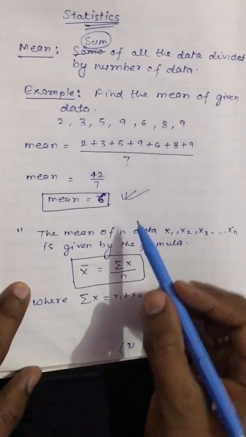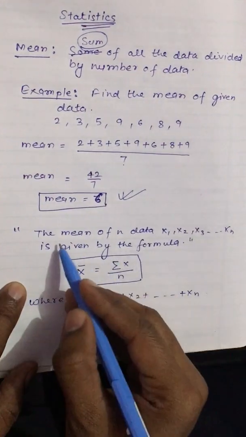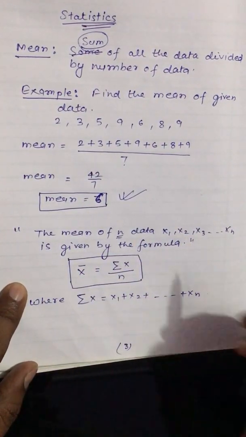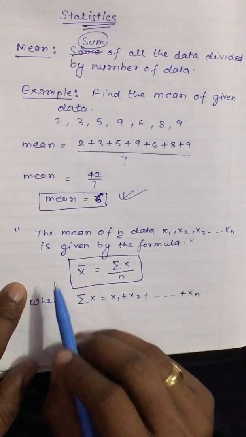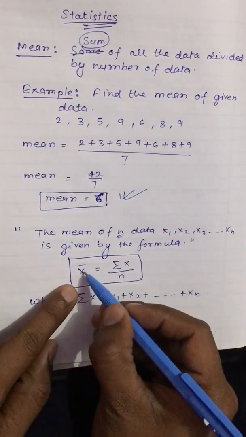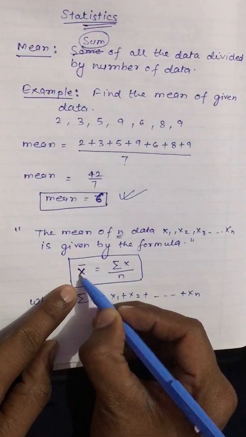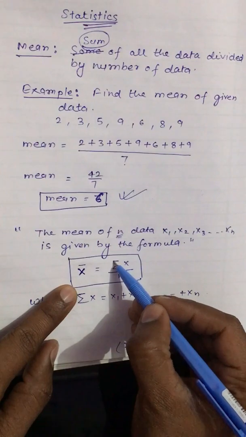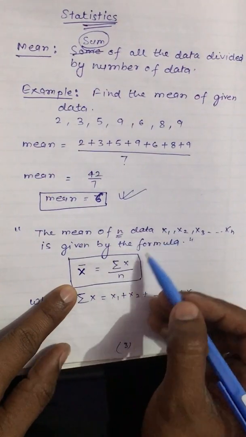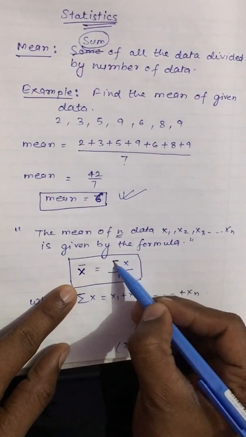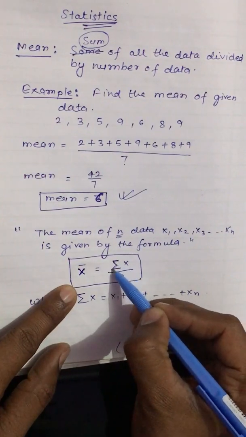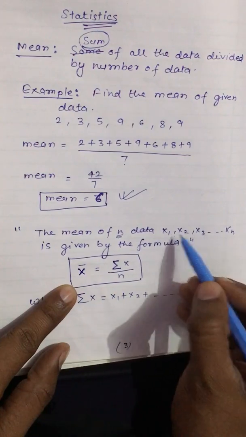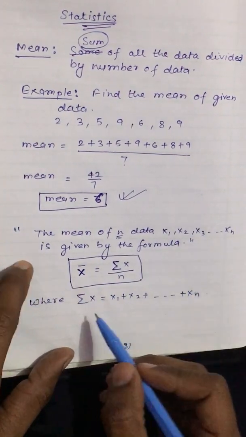Now the same thing can be written in words. The mean of n data. N data means the total number of data is how many? N: x1, x2, x3 up to xn, given by the formula. This one means arithmetic mean or average of given data. This is called summation of x, or it's also called sigma x. Summation of x means add all the x: x1 plus x2 plus x3 up to xn.